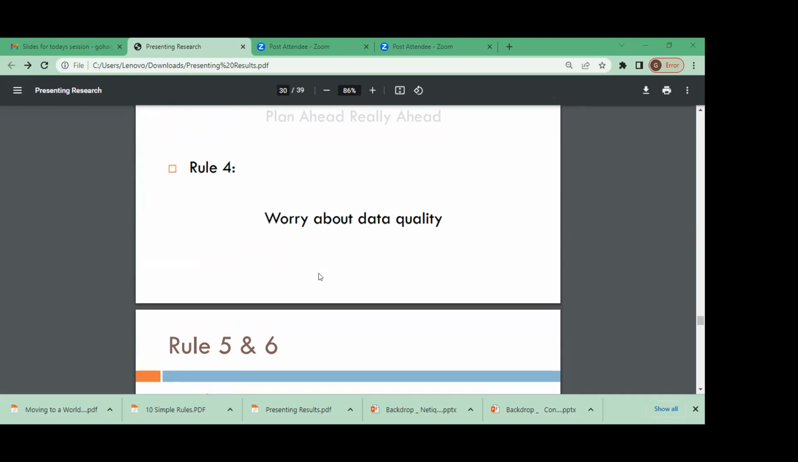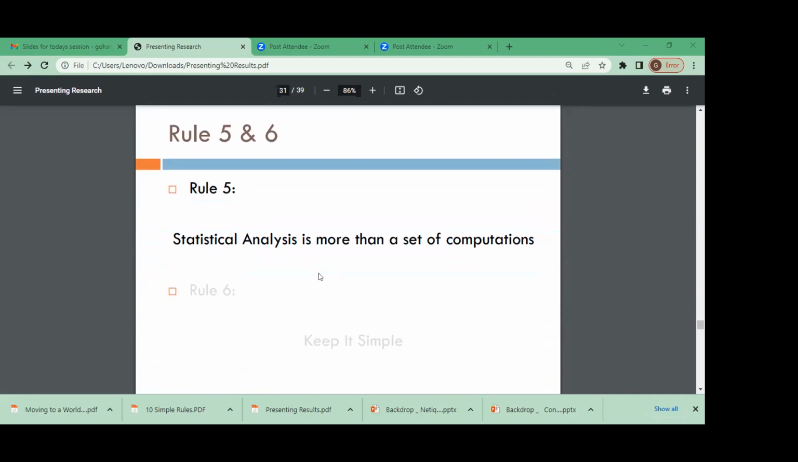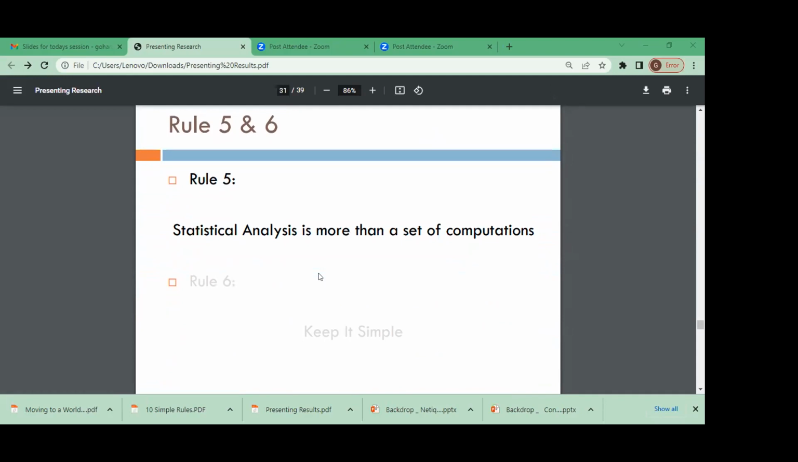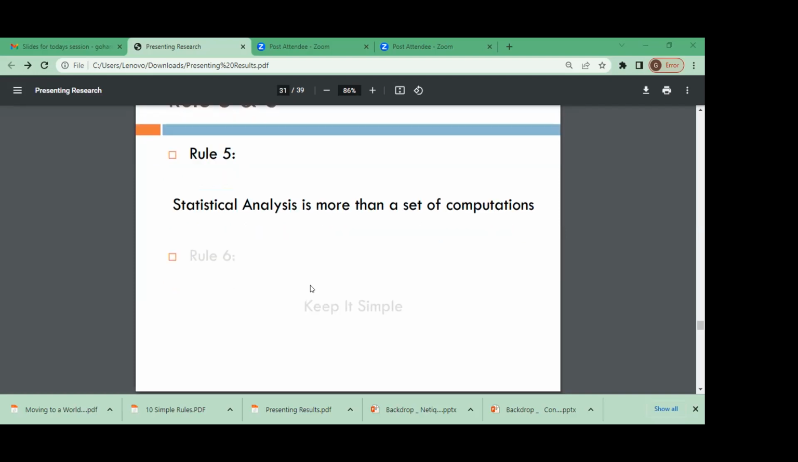And then there is rule number 5, that statistical analysis is more than a set of computations. Please know this. It gives you comprehensive information about the phenomena that you are studying. It gives you in-depth information about the phenomena under study. So you've got to be very careful about it, that it's more than a set of computations. It gives you good insights.